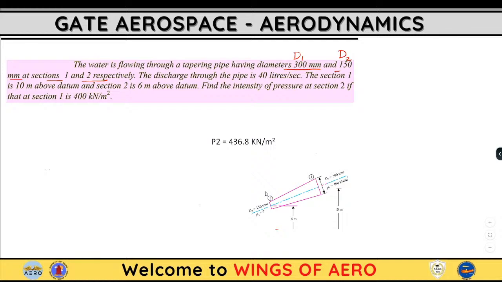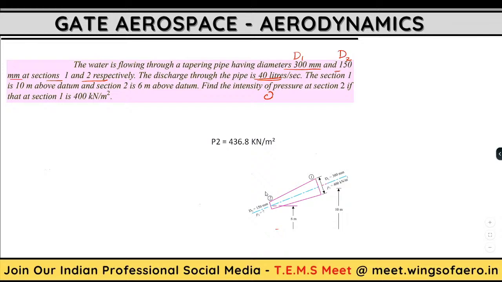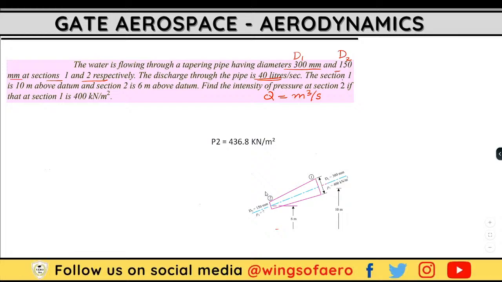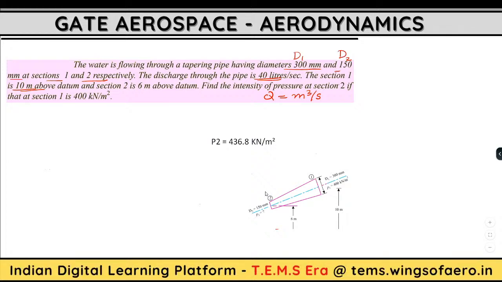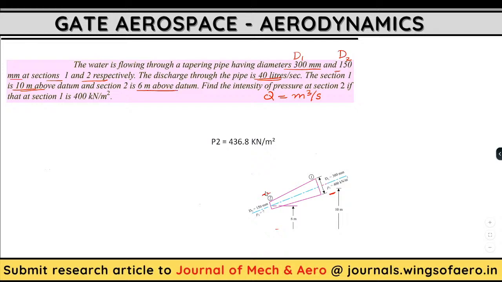Now the discharge through the pipe is the same. It is given in liters, 40 liters per second. From liters, discharge means cube, we have to make it in terms of meter cube per second. Always be careful with the units. Section 1 is 10 meter above the datum and section 2 is 6 meter above the datum. Now which one is higher? Higher is section 1. So look at the figure: this is section 1, this is section 2, 6 meter above the datum.